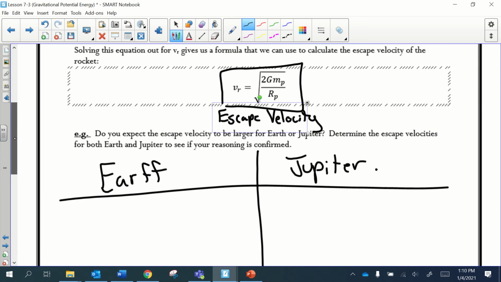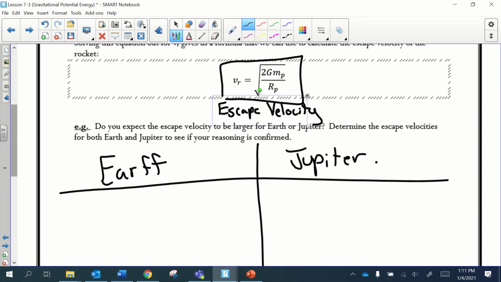The only things we really need to find out which one's going to have a greater escape velocity are the mass of both planets, so the mass of Earth and the mass of Jupiter, and also the radius of each planet. I didn't really talk about this, but on one of your other sheets, one of your assignments, quote unquote assignments, you should have a little chart that has the mass and the radius of all the planets in our solar system, and even some of the moons like Titan and our moon.